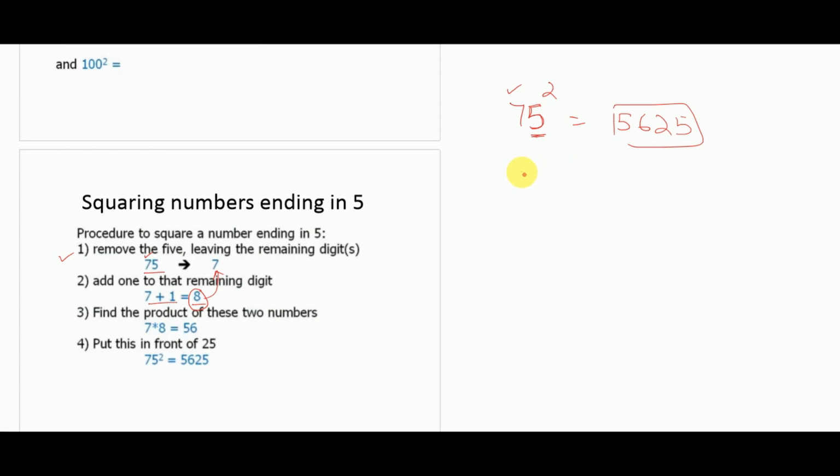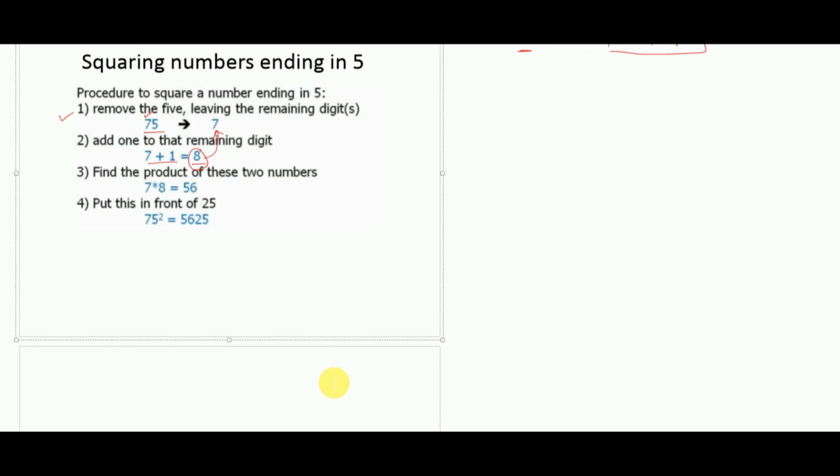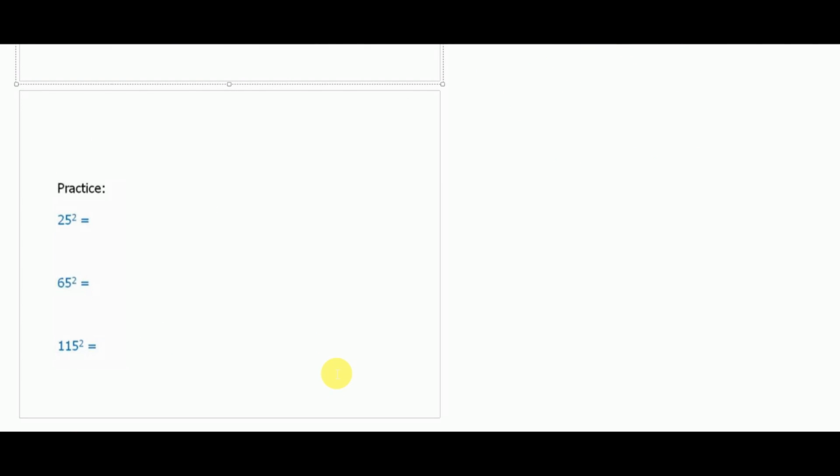Let's try this with 85 square. So we have an 8, increment this 8 by 1, we get, let's write it here, 9. We have to multiply 9 by 8, which is 72, and then we have to simply add 25 to it, and we have 7225. Okay, so this is pretty easy, right? All right, so let's practice this method.